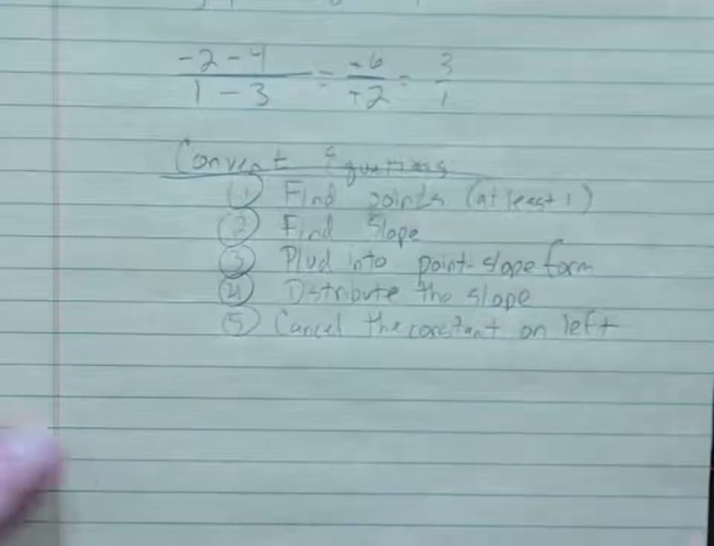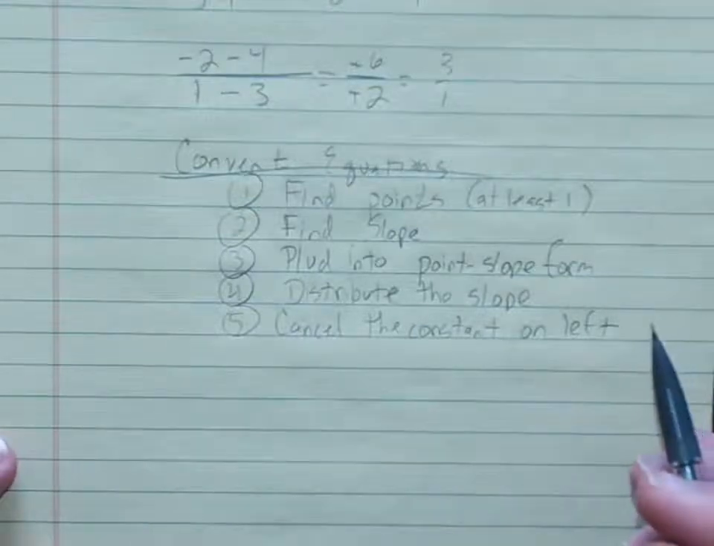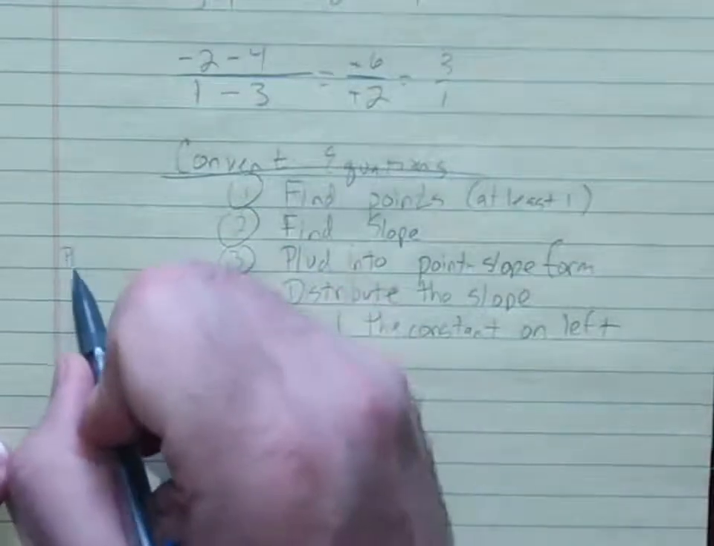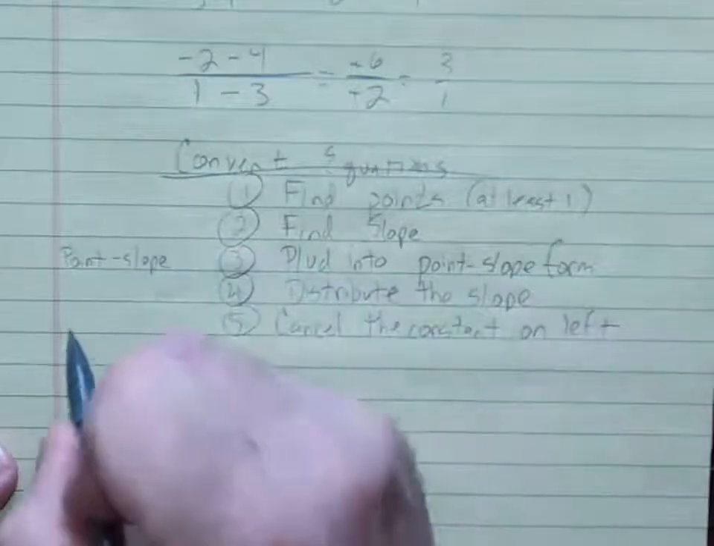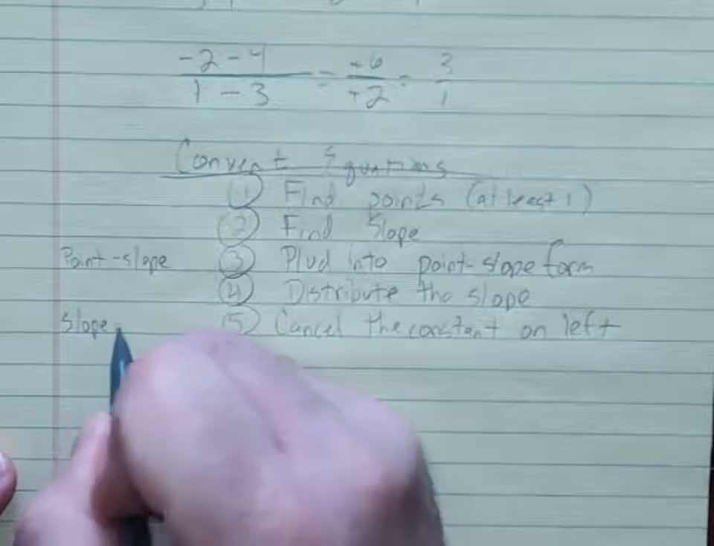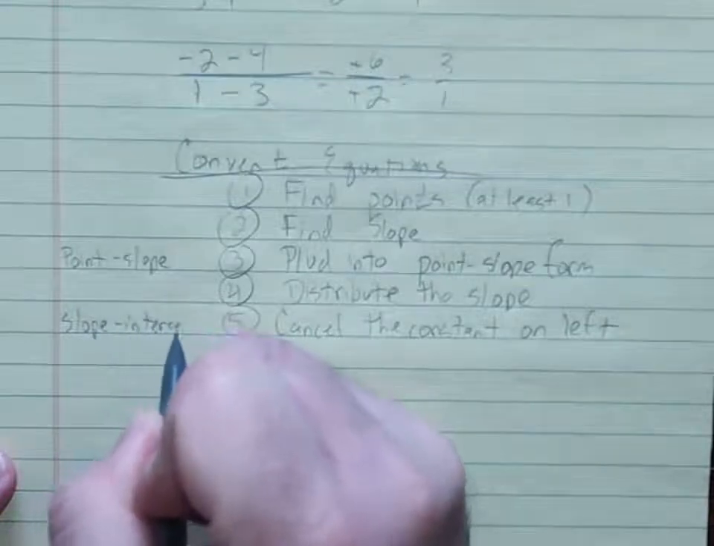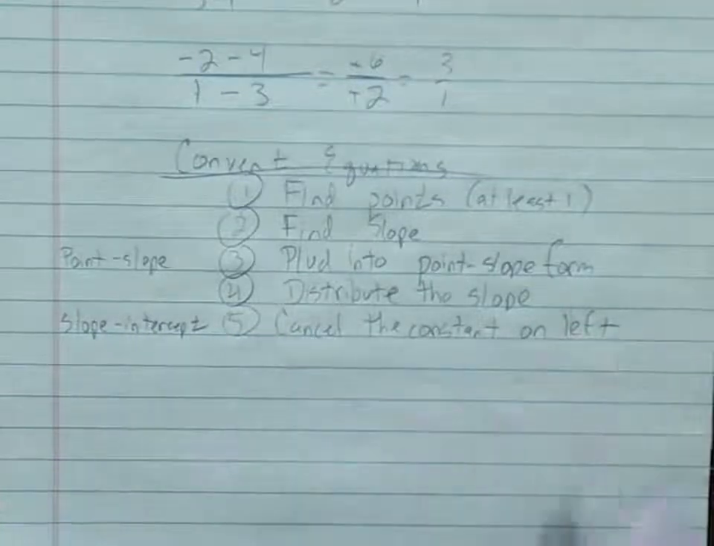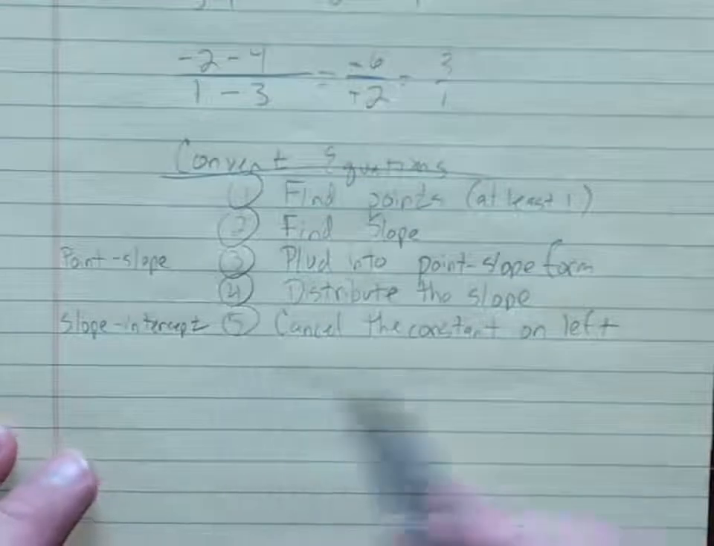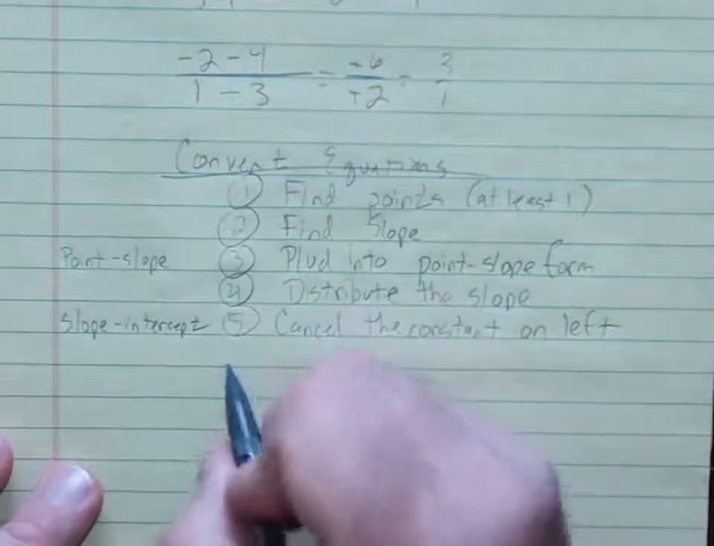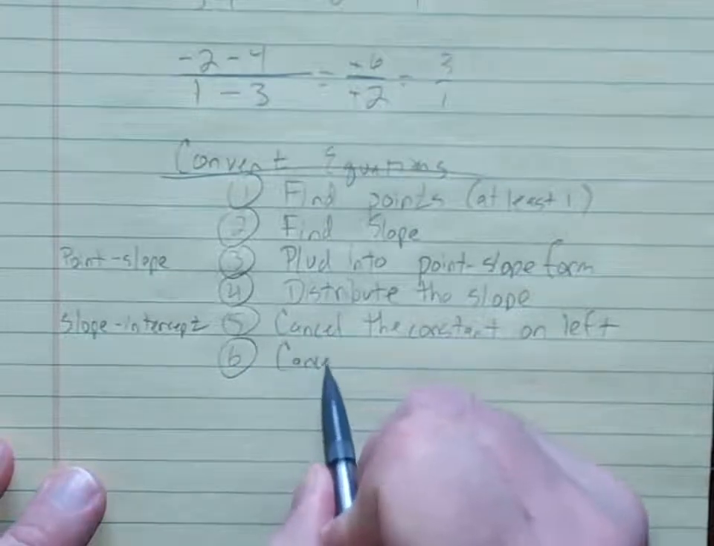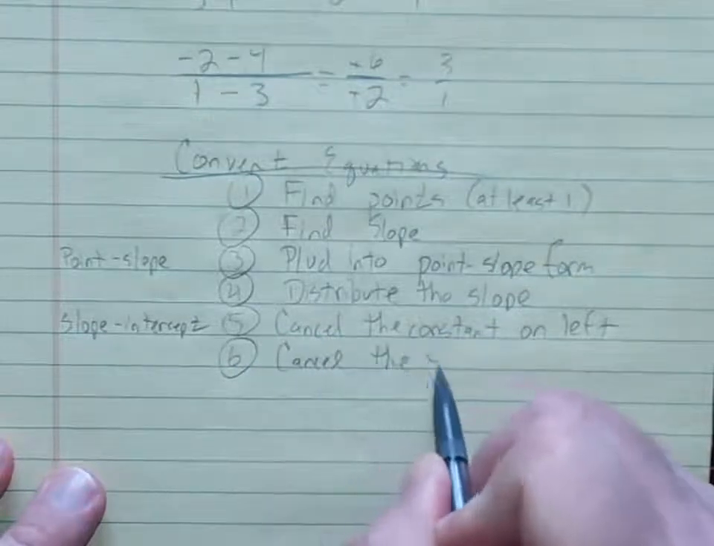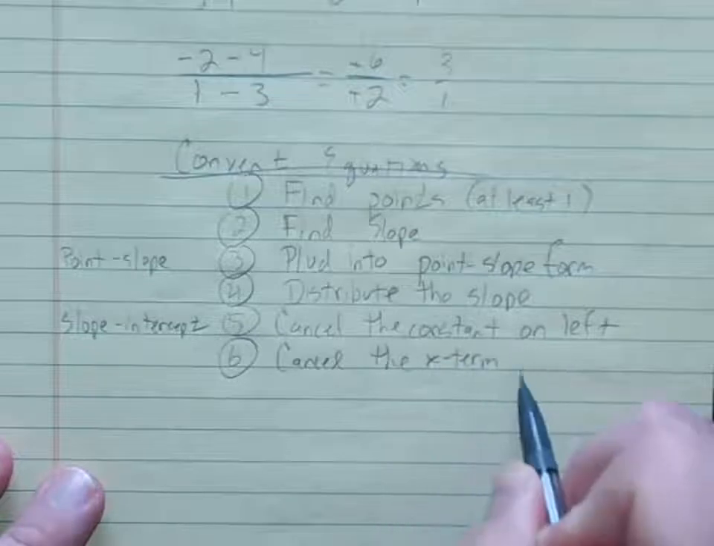And what that will do is put you at slope-intercept form, right? So this gives you point-slope form. This will give you slope-intercept form. So if that's what you're looking for, you can stop at 5, okay? Now, if you need standard form, then you need to go on and cancel the x term, the term with an x in it, on the right.